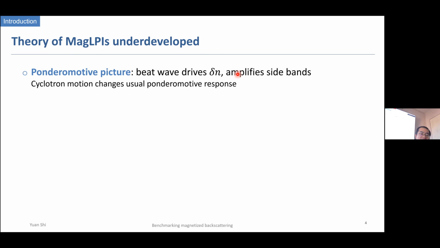But now, if you have a magnetic field, the grating isn't going to stay there. It's going to have a cyclotron motion on top of the wave motion. So then you have a much more complicated response than the usual ponderomotive response.